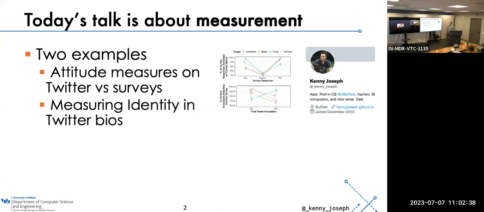So, fancy talk title, less fancy on what we're going to talk about. I'm going to talk about two projects we have on measurement using computational methods, although as you'll see, there's not a whole bunch of computation here in these two projects. It's more alluding to the types of things we might do with tools. So kind of starting from the ground and building up to what are we actually measuring when we start to build fancier, more complex models, okay? So I'm going to talk about measuring attitudes using Twitter data and how that compares to attitudes measured using survey data. And then we'll talk about how we can use Twitter bios to measure social identity.